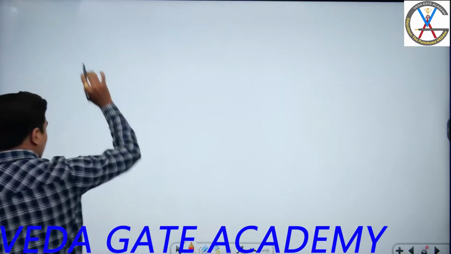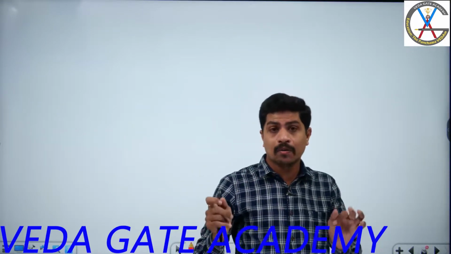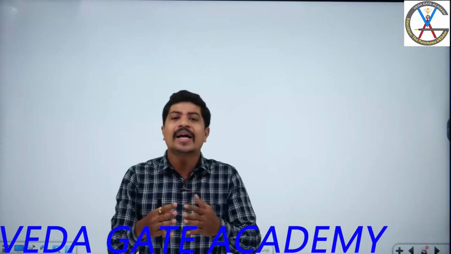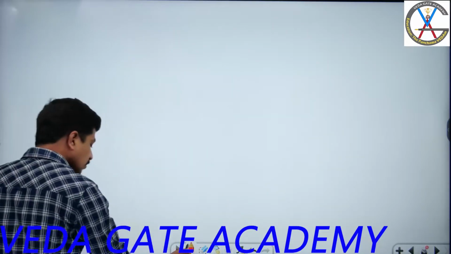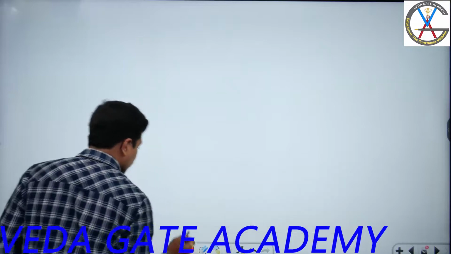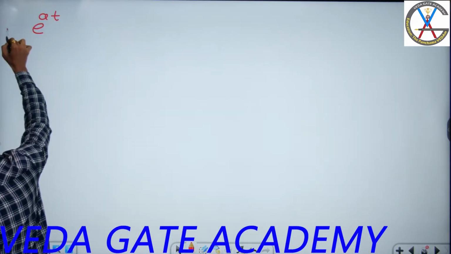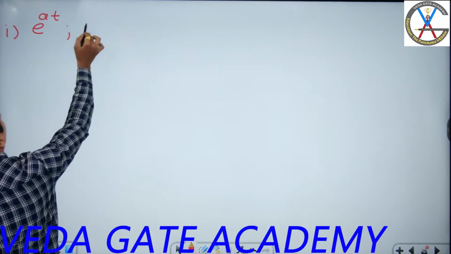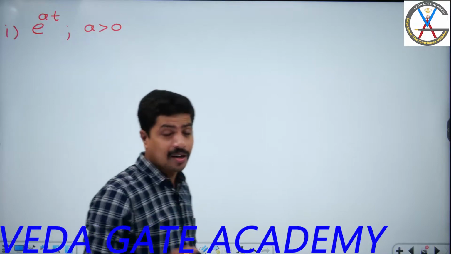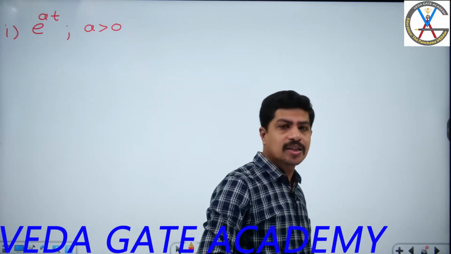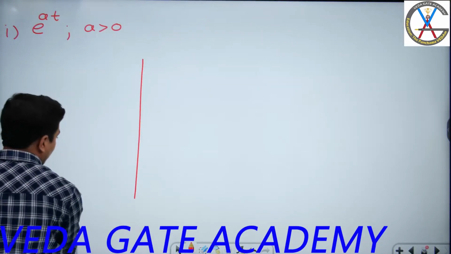Now, sketching the exponential is very important. Number of times we are going to encounter the exponential signal. Therefore, understanding the ins and outs of the exponential signal is very important for us. Very important discussion. First one is e power at for a greater than 0. I'm going to sketch. Not t greater than 0, brother; a is positive. I'm taking the axis here.